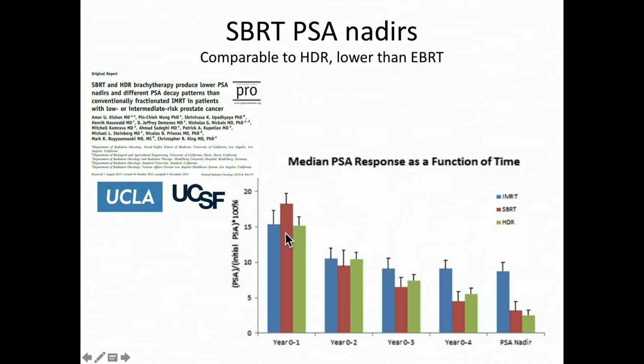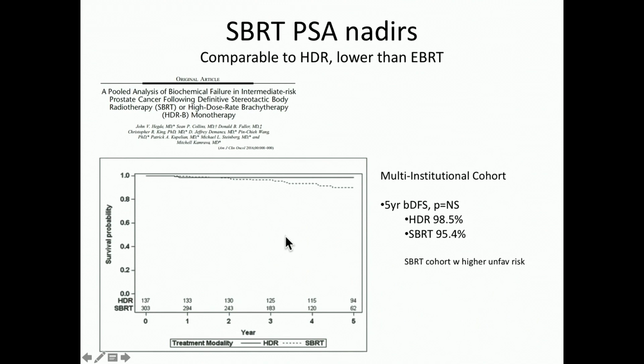IMRT is in blue, SBRT is in red, and HDR is in green. And again, you could see over time the SBRT group had lower PSA nadir, very similar to HDR, and was lower than IMRT, whereas IMRT plateaued at about 2 years post-therapy. Both HDR and SBRT continued to decline. This was a multi-institutional cohort series that compared outcomes in PSA control at 5 years between SBRT and high-dose rate brachytherapy, demonstrating equivalence or non-inferiority of SBRT with HDR.